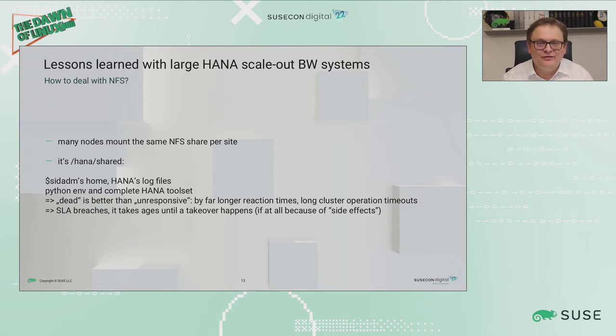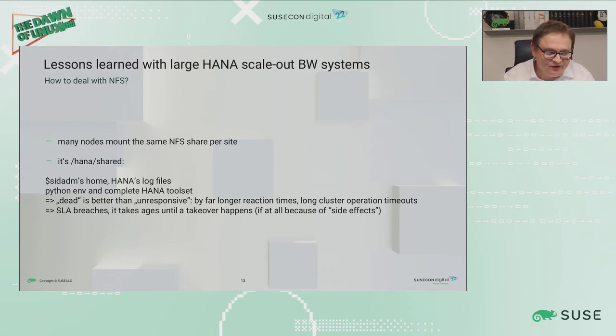It's a lot better that we have a known dead NFS than an unresponsive NFS which we do not know anything about. This means that we need to add a couple of things to the cluster, which will make sure that we do not have unwanted things like SLA breaches, because unresponsive NFS always leads to dramatically slower reactions of the cluster, because the whole tool set the cluster uses is of course the tool set that HANA uses, and all of this sits on NFS.